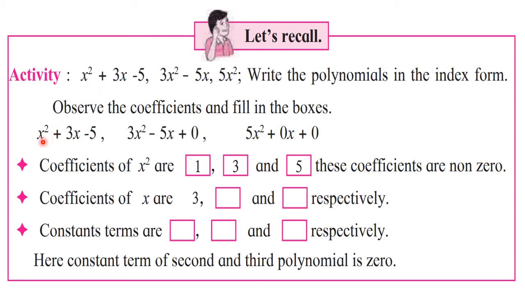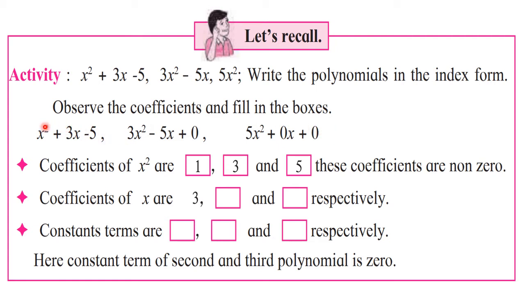The first one has 3 terms, so it is written as it is. In the second one, 3x square minus 5x, the constant term was missing, so it is taken as plus 0. In the third case, only one term is there, which means 2 terms are missing: the term with x and the constant term. So for x we take coefficient 0, and for the constant also we write 0. In this way all 3 polynomials are written in index form, which we studied in 9th standard. Just recall that we have studied index form and coefficient form.